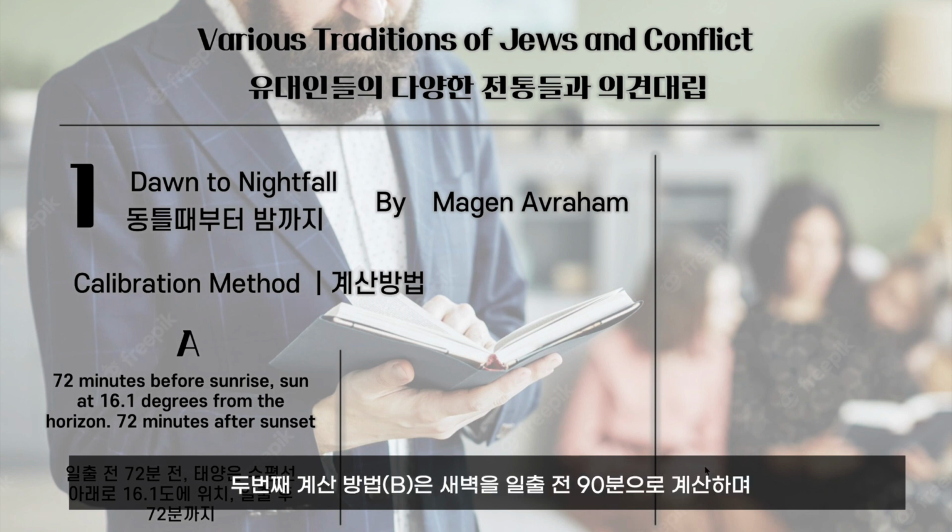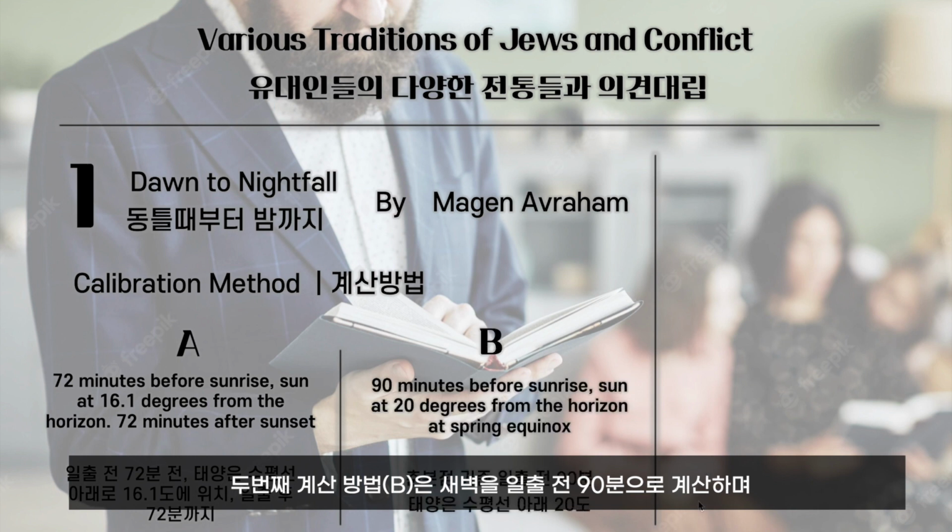Calibration method B counts dawn as 90 minutes before sunrise, when the sun has to be 20 degrees from the horizon, but it's based on the spring equinox.